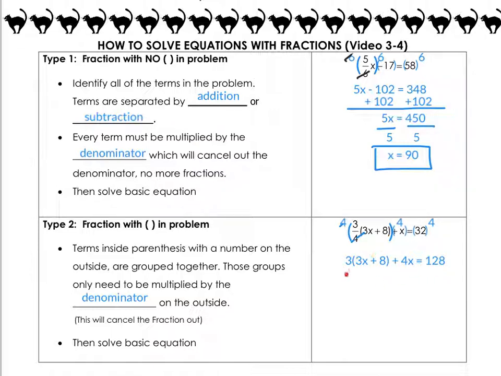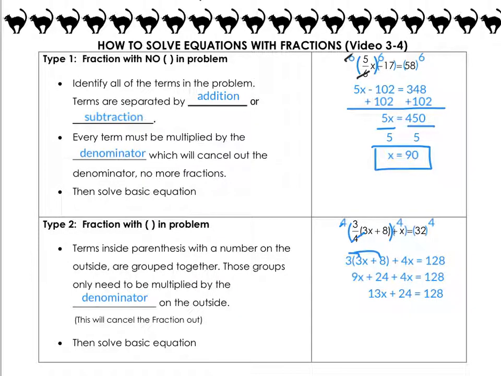So now I'm going to solve this basic equation. So first I need to distribute the 3. So when I distribute, I multiply each thing. So 3 times 3x gives me 9x, 3 times 8 gives me the 24, and then I just bring everything else down because I haven't done anything with it yet. Now I can combine like terms on the left side here because I've got a 9x and a 4x, so that combines to be 13x.